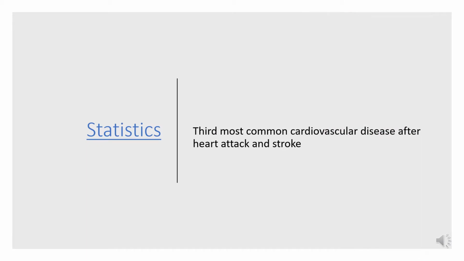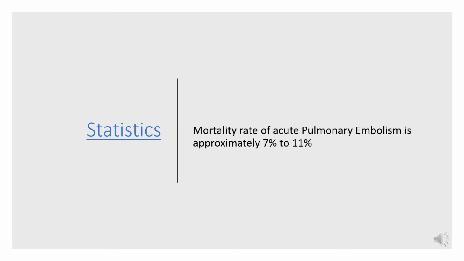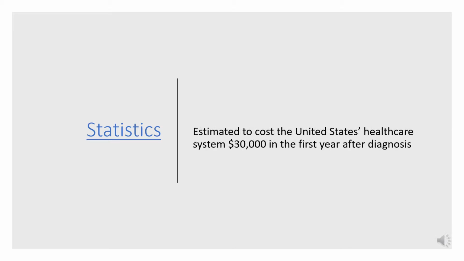Okay, here comes some stats at you. Pulmonary embolism is the third most common cardiovascular disease after heart attack and stroke. The CDC estimates a rate of 1 to 2 pulmonary embolisms per 1,000 people per year in the United States alone. The mortality rate of acute pulmonary embolism is approximately 7 to 11%. It is estimated to cost the United States healthcare system $30,000 in the first year after diagnosis of each case.